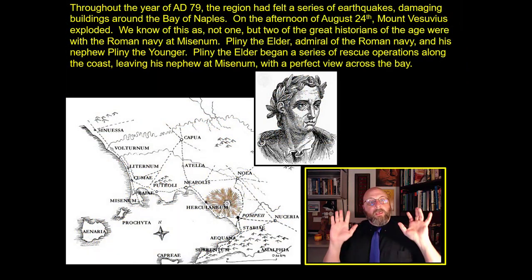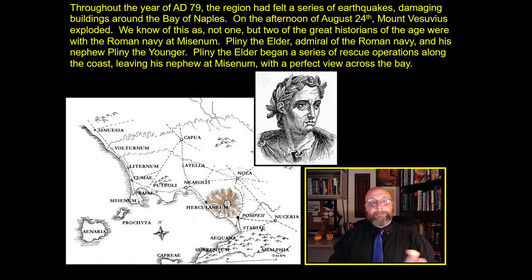So, throughout the year of 79, the region around the Bay of Naples had felt a series of earthquakes. It had damaged a number of structures around the Bay of Naples. But on the afternoon of August 24th, Mount Vesuvius explodes. We know this because not one, but two of the great historians of the age were present. They were with the Roman Navy at Misenum.